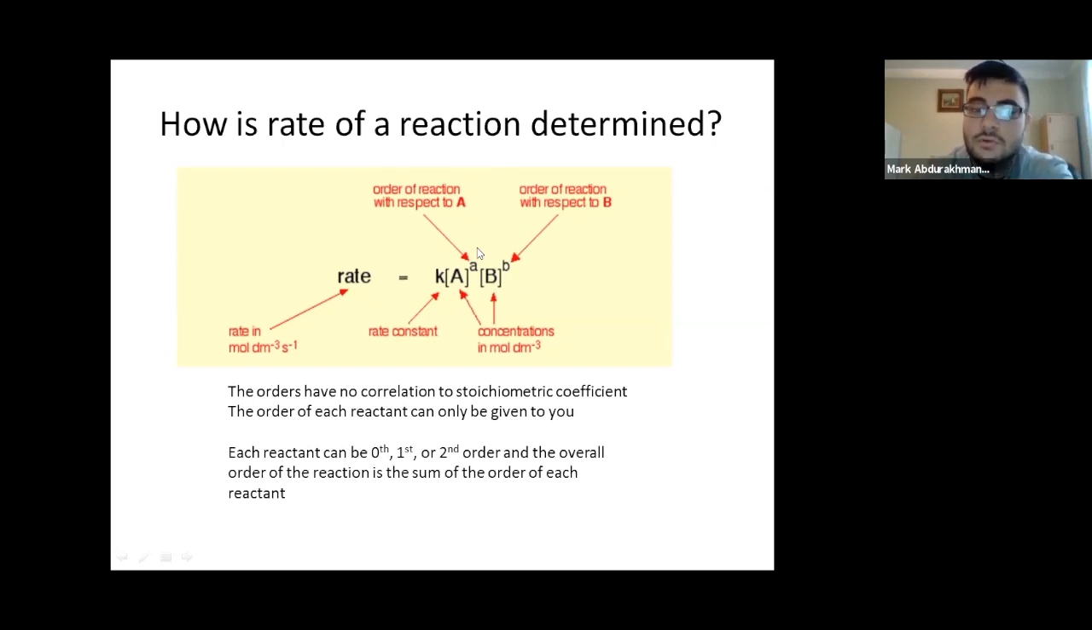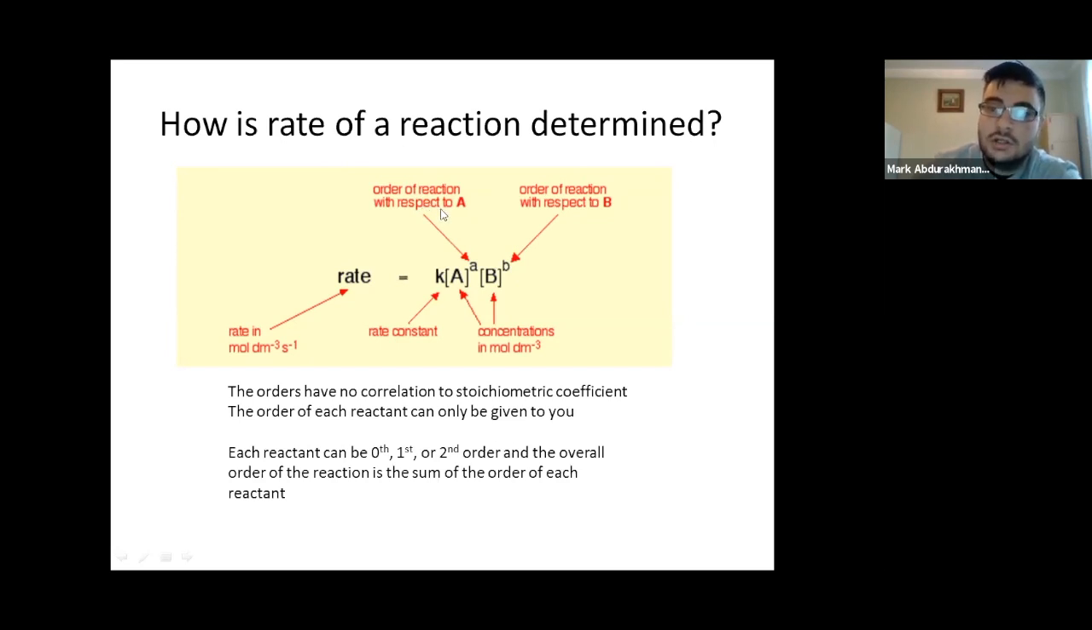So each reactant will be 0th order, 1st order, or 2nd order, and that corresponds to the exponent you'll see up here, the little a. So if, for example, the reactant is 1st order, the exponent will be to the first power, a 1. If it's 2nd order, the exponent will be to the 2nd power, a 2. Okay, and it could be different for each reactant. So for example, in this case, A could be 1st order and B could be 2nd order, or one of them could be 0th order. Okay, and these are the orders of the reaction with respect to that reactant.